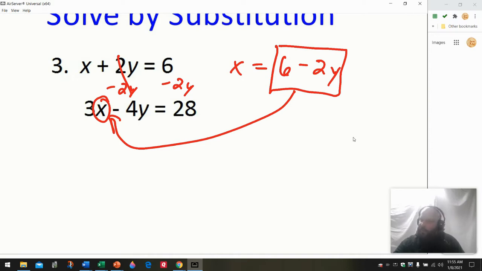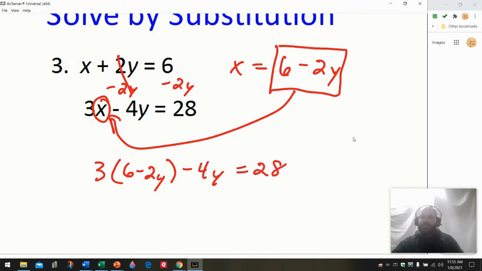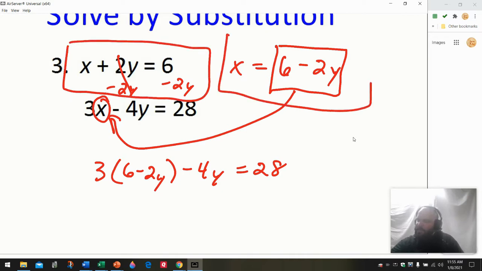And so when I do that, I get a new equation, 3. Now in place of that x, I'm going to write 6 minus 2y. And then the 4y comes down, and then the 28 is still there. So I substituted in 6 minus 2y for x. Now remember, you have to substitute that into the other equation that you didn't use. We used this first equation right here to come up with this. So then you have to substitute what you get into the other equation.